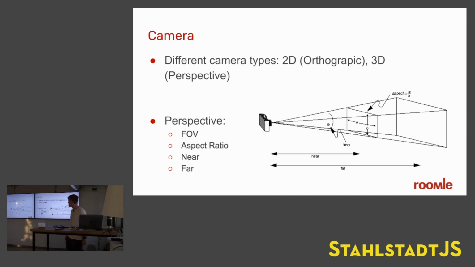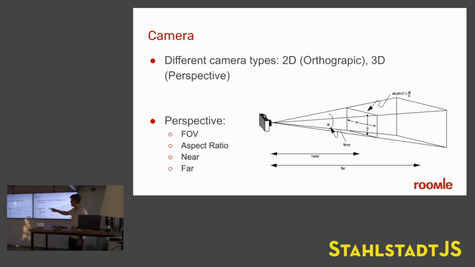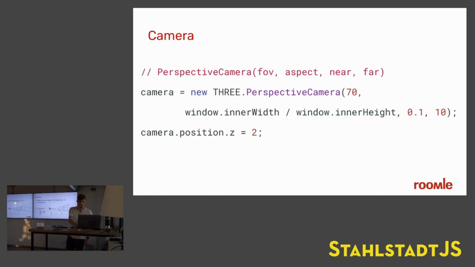And then you have the aspect ratio. It's the part of the scene you see and how it is rendered. For example, 4:3 or 16:9 or some portrait landscape, whatever you want. And then you have a near clipping plane and a far clipping plane, and everything in between will be rendered. That's also quite easy in Three.js.